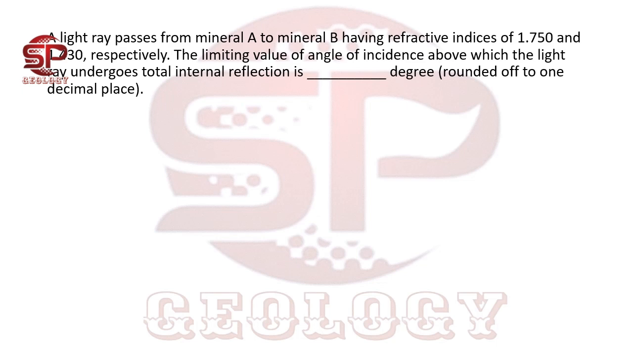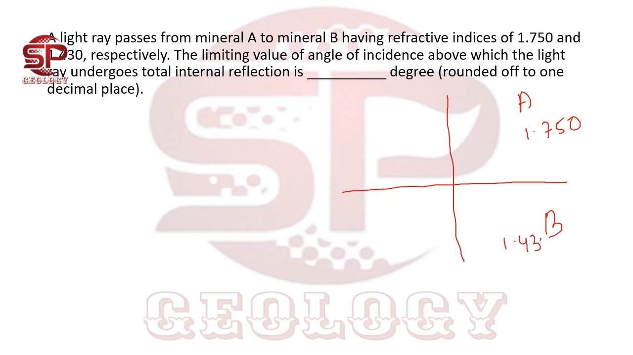Then a light ray passes from a mineral A to mineral B having refractive index 1.750. We will do this like this. So light ray, it is passing from mineral A to mineral B. Here refractive index is given 1.750, here it is given 1.430. So light ray will pass like this. So this is incident angle. This is angle of refraction.